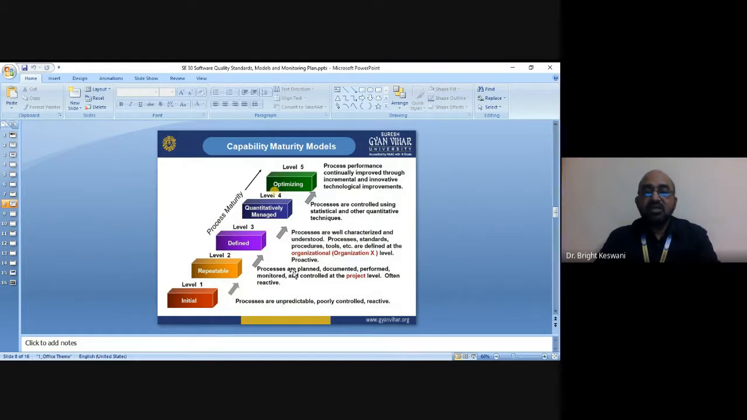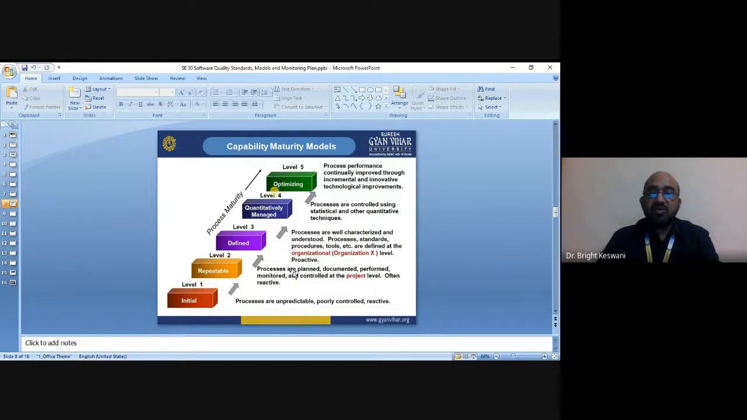The next level is the managed level. Data is collected from software processes, which is used to build models. Measurements make a process predictable. So you can make a process predictable here in the fourth level.